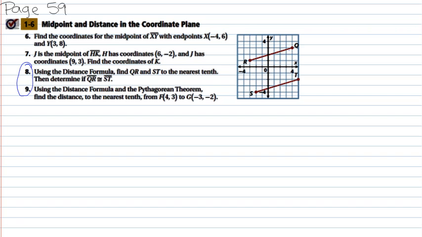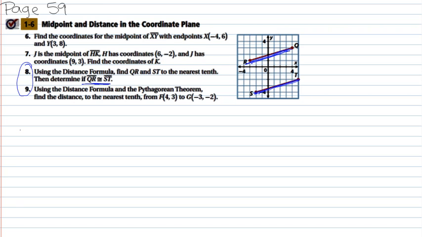Find QR, which is right here, and ST, which is right here, to the nearest tenth. Then determine if QR is congruent to ST. Okay, so we have two distances to find. I'm going to find QR first.